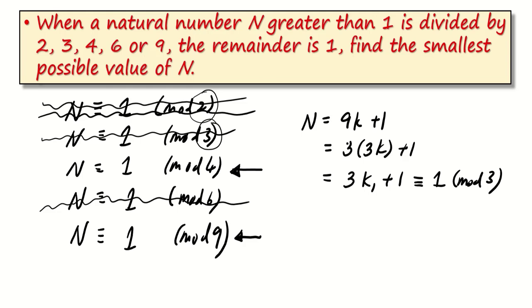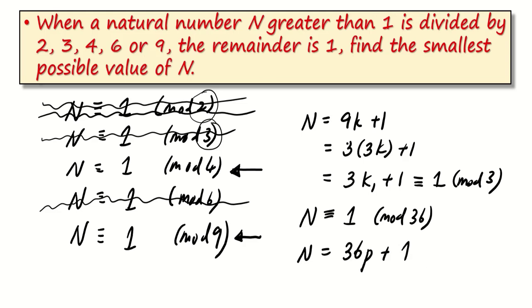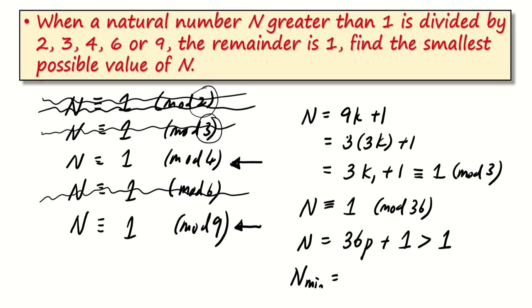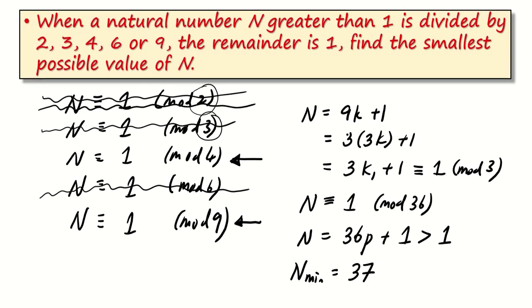So in other words, what we need is just n congruent to 1 mod 4 times 9, that is equal to 36. And therefore, n is equal to 36p plus 1. And because n is greater than 1, the minimum value of n will be equal to 37 when p equals 1. And this is the answer for this question.